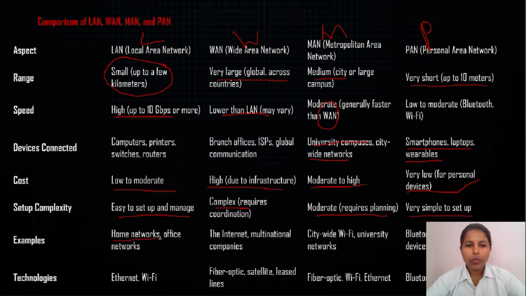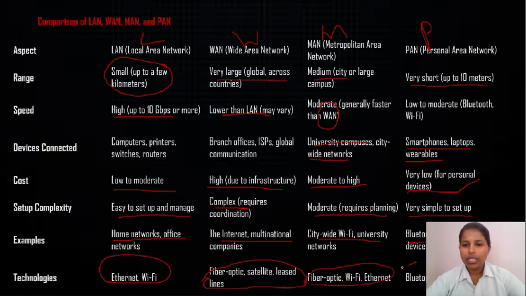And for examples, the LAN covers home networks and office networks, the WAN the internet and multinational companies, the MAN city-wide Wi-Fi and universities, and the PAN Bluetooth devices. The technologies are Ethernet and Wi-Fi for LAN. For WAN we use fiber optic and satellite to get connection. I told you that the internet goes under the sea through fiber cables. And for MAN also fiber optic, Ethernet and Wi-Fi. Here for PAN it is Bluetooth. So this is the comparison between the LAN, WAN, MAN and PAN.